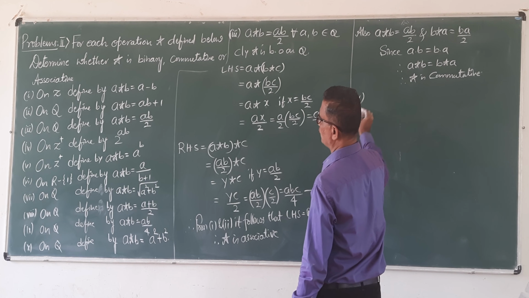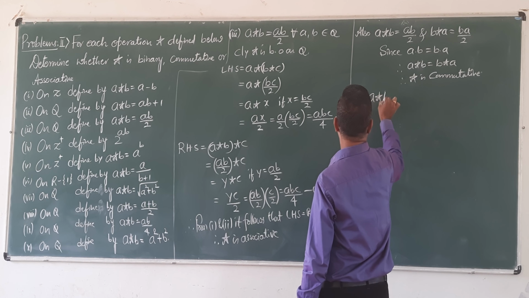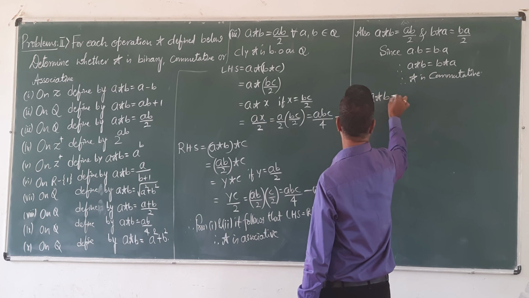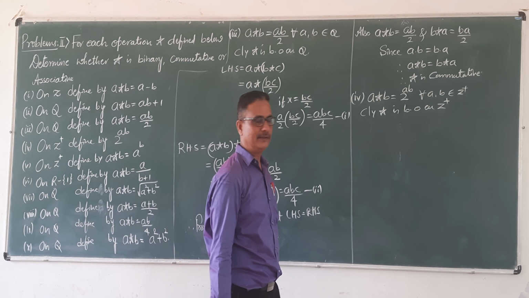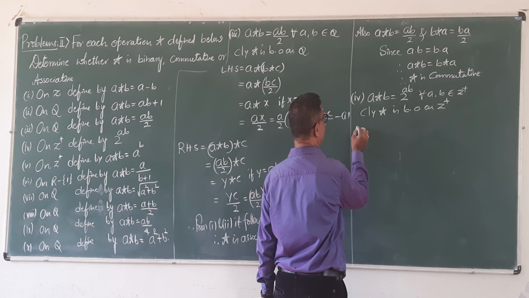On the set of positive integers defined by A star B is equal to 2 to the power of AB for all A and B belonging to positive integers. Now clearly, is it binary? Yes. Star is a binary operation on positive integers. Take A, B positive integers, 2 to the power of product of two positive integers again becomes a positive integer, right? And is it associative? Check it.